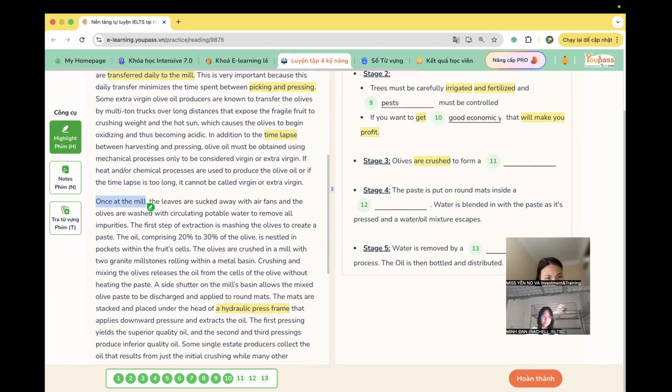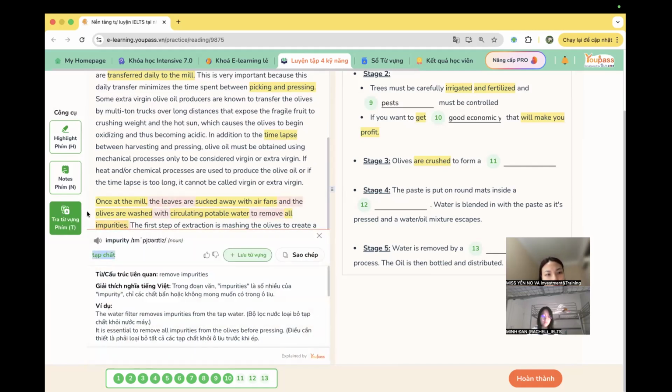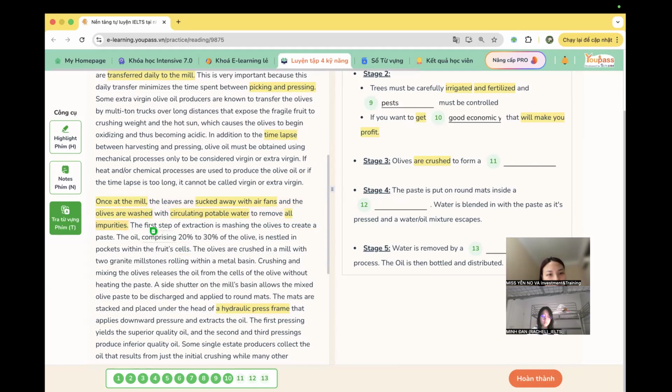Once at the mill, the leaves are sucked away with air fans, and all olives are washed with circulating potable water to remove all impurities. Impurity is just like the solid of the meat. Yeah. The first step is met. Okay, here. Mashing the olives to create a paste.